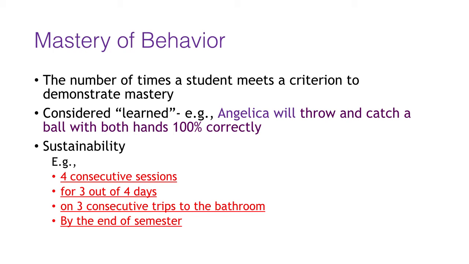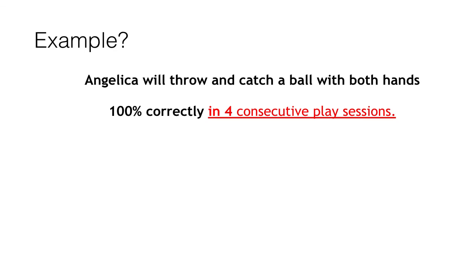So that's the mastery of behavior. You must have these elements in your objective, right? So, an example: Angelica will throw and catch a ball with both hands 100% correctly in 4 consecutive play sessions. So in 4 consecutive play sessions, that's the mastery of behavior, okay?